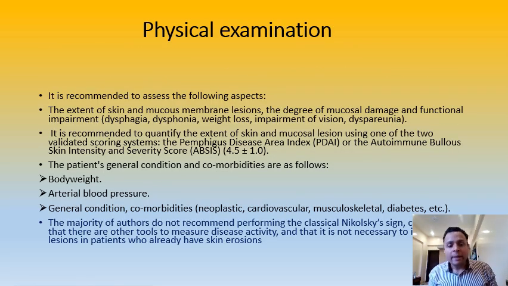Physical examination, I already mentioned, it is recommended to assess the extent of the skin and mucous membrane lesions. Normally we were taught to do PDI and ABSIS, and even many students have done theses on ABSIS and PDI scoring. PDI is the Pemphigus Disease Area Index, and ABSIS is the Autoimmune Bullous Skin Disorder Intensity and Severity Score. They may ask what is ABSIS, what is PDI.